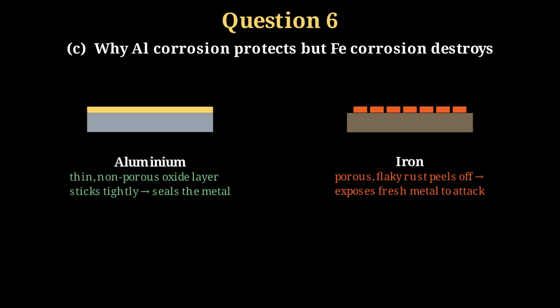Iron is different. Its oxide, rust, is porous and flaky. It doesn't stick. It peels away, exposing fresh iron underneath, which rusts in turn. So the corrosion keeps eating into the metal. It's destructive.